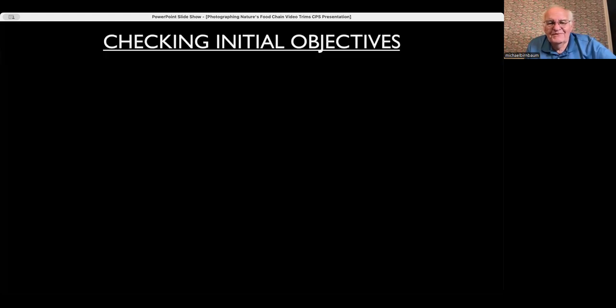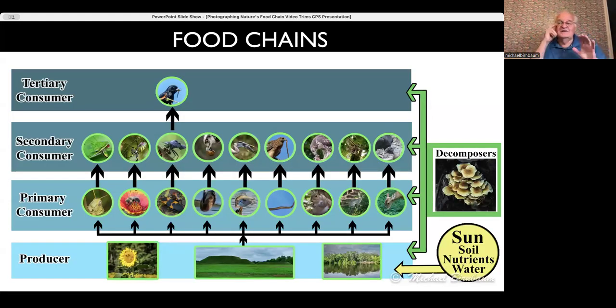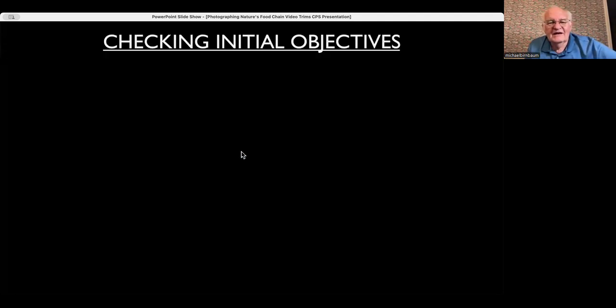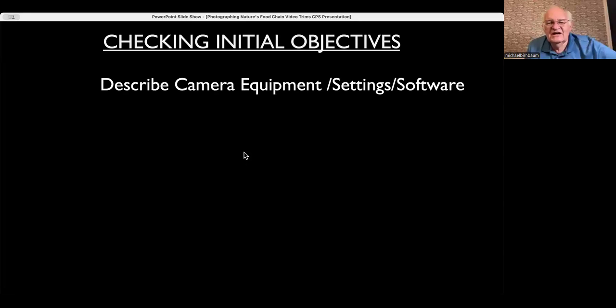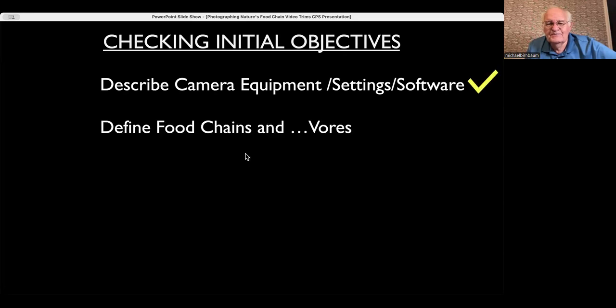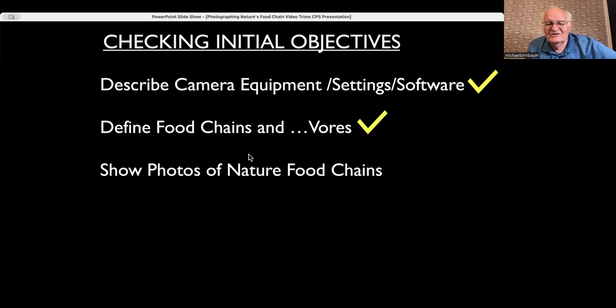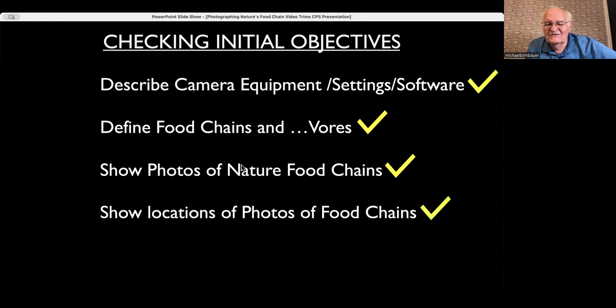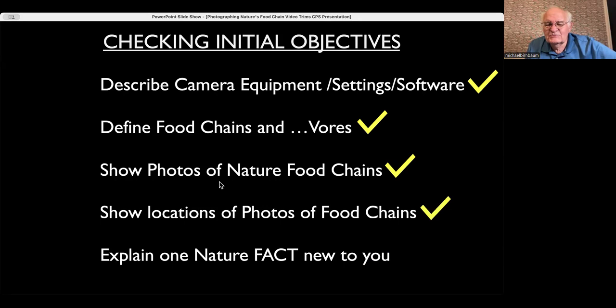Okay, so I hope that you have a better handle on the food chain, the producers, the primary, secondary, tertiary consumers, and the decay. And let's see if we checked out the objectives. Hopefully I described the camera equipment and settings. I defined the food chain and omnivores. I showed you photos of nature's food chains that I photographed, showed you locations of the food chains, and explained one nature fact new to you, hopefully.